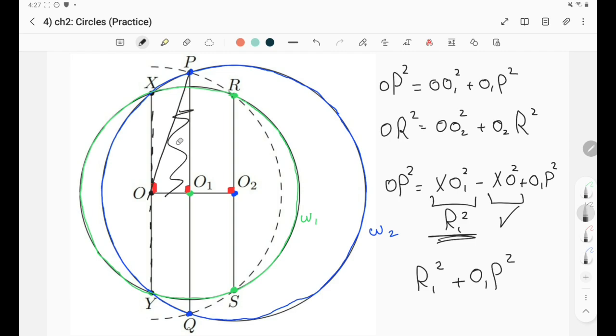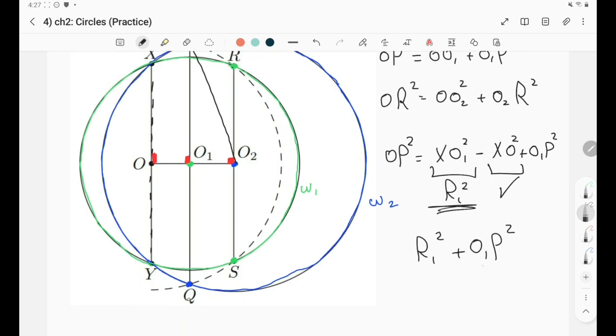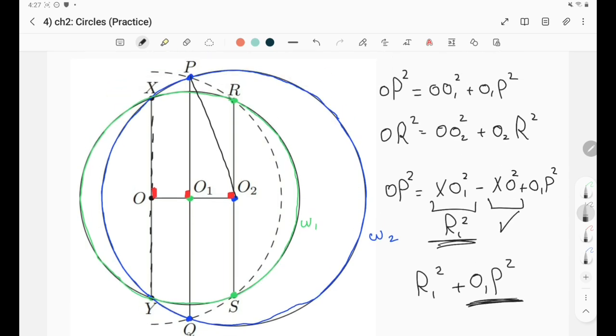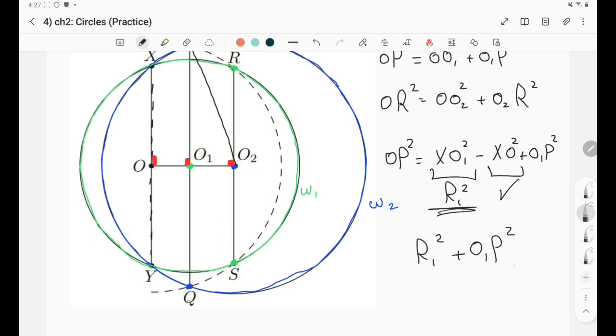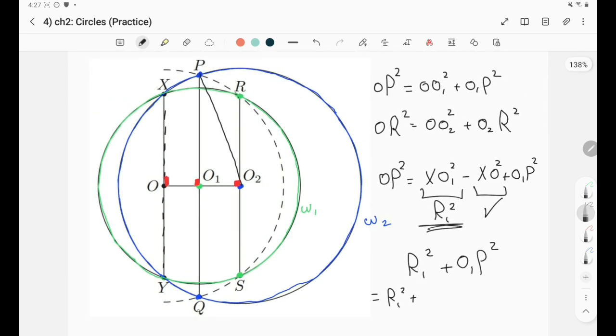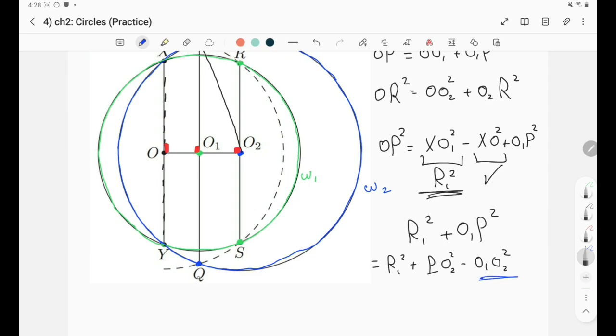You should not use this, otherwise you're going in a circle. So you should just be picking the other one, which is this. If you do it right now, O1P squared, we can actually write it as PO2 squared. So let's just do that. This thing is now R1 squared plus PO2 squared minus O1O2. Okay, now if you look, this is very nice.